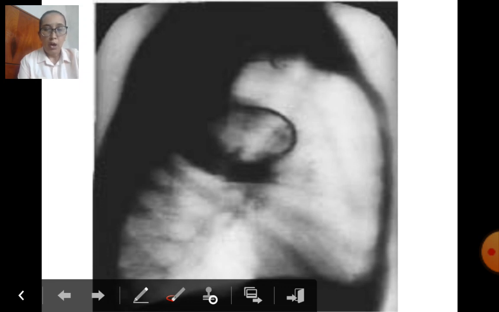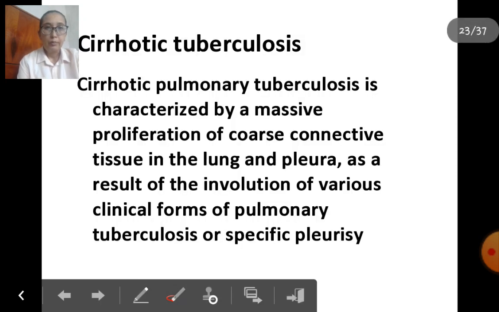It is also lung cancer. Cirrhotic tuberculosis. Cirrhotic pulmonary tuberculosis is characterized by a massive proliferation of coarse connective tissue in the lung and pleura as a result of involution of various clinical forms of pulmonary tuberculosis or specific pleurisy.